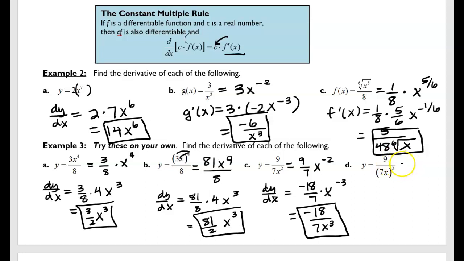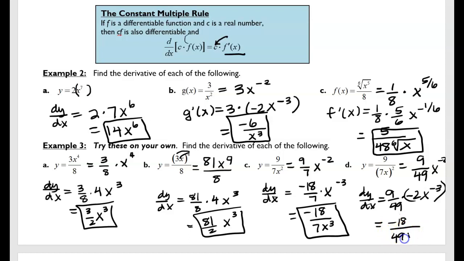Last one, we have 9 over the quantity 7x squared. So again, make sure you square both the 7 and the x. I'm actually going to rewrite that. I don't want to keep the x squared in the denominator. I want to rewrite it as x to the negative 2nd. So you could do that in 2 separate steps if you want. All right, so now when I take my derivative, I have 9 over 49, that part comes along, times negative 2x to the negative 3rd. Okay, so I'm subtracting 1. When I simplify that, I get negative 18 over 49x to the 3rd.